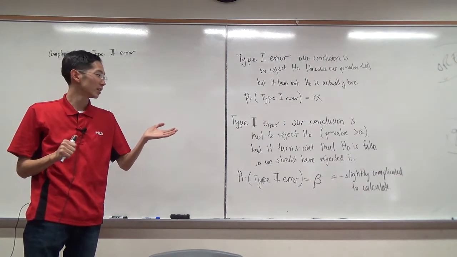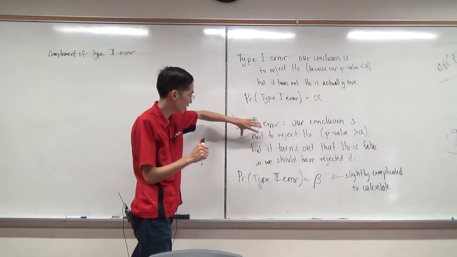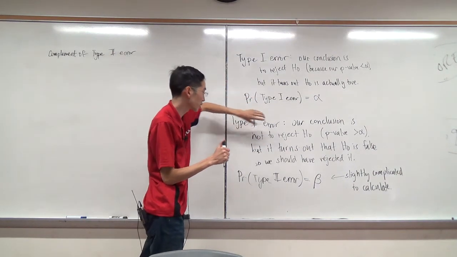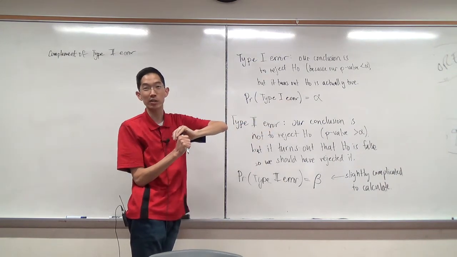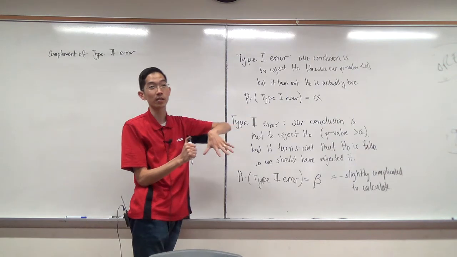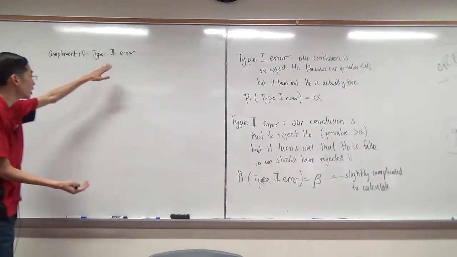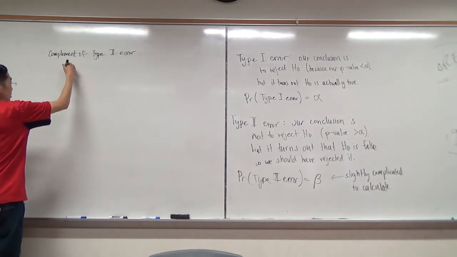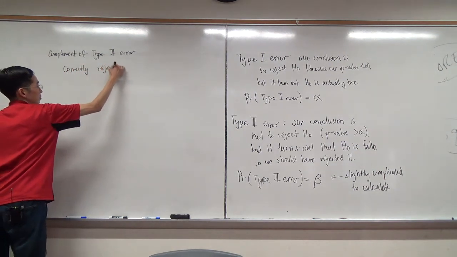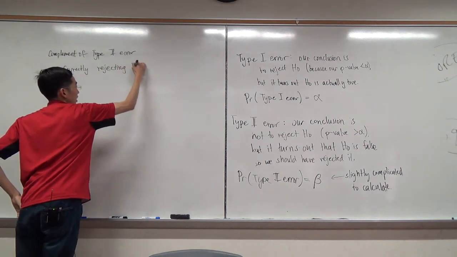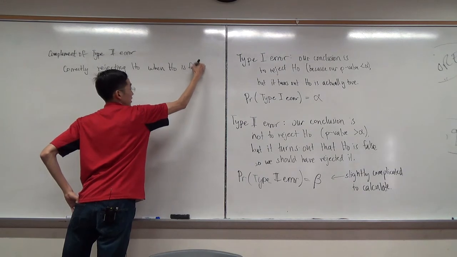We reject the H0 and the word false? Yeah, so it's just putting a not in front of this. Our conclusion is to reject the null, and it turns out that the null hypothesis is false. So that's a good thing. When the null hypothesis is false, you want to reject it. So the complement of a type 2 error is correctly rejecting the null hypothesis when the null hypothesis is false.